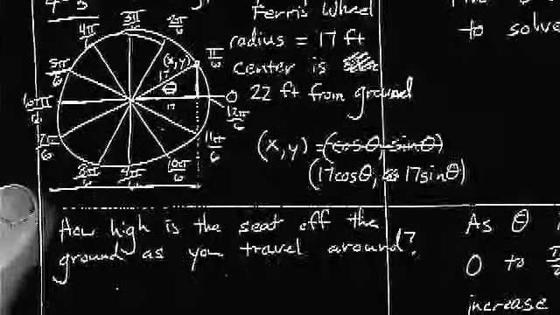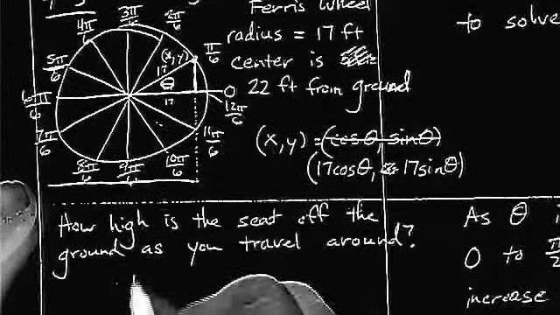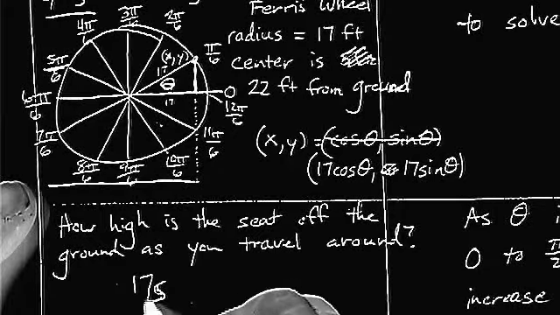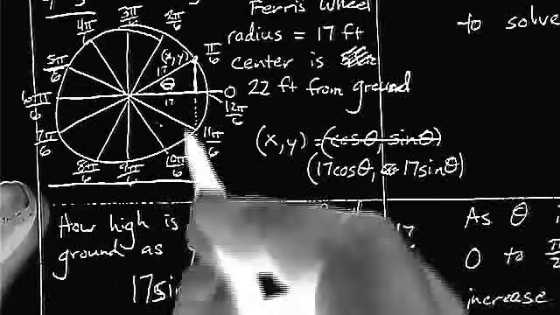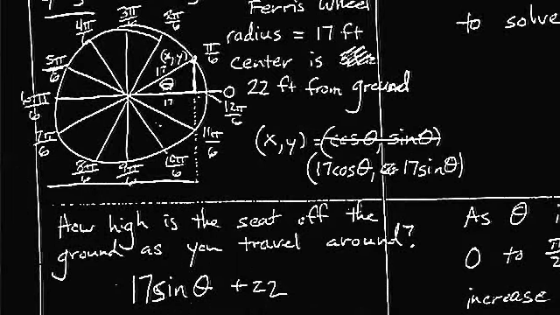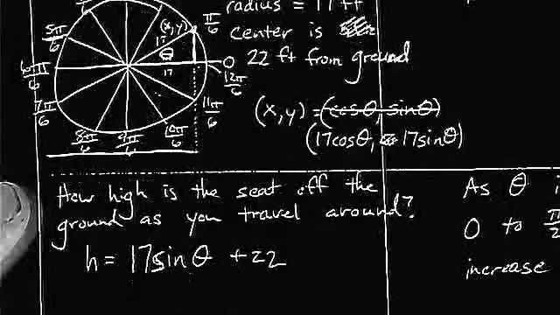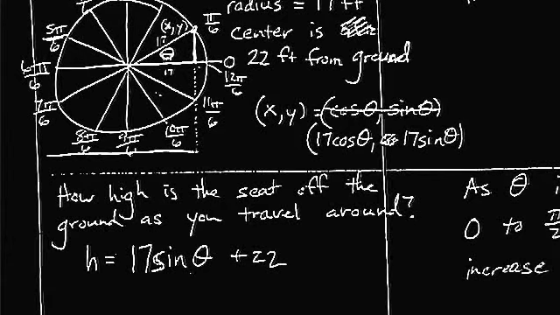So how high is the seat off the ground? Well, the vertical distance is now 17 sine theta. Well, I gotta remember what I'm writing here. Plus, we also have this 22 feet all the way down. So that is the height that you are above the ground. Basically, the y value plus 22 extra feet.